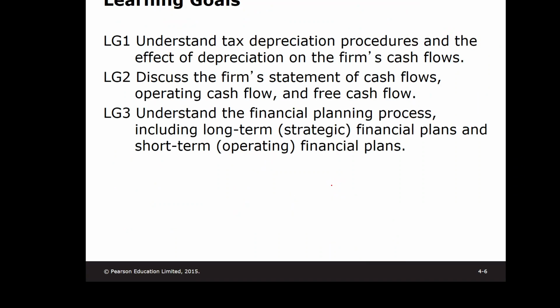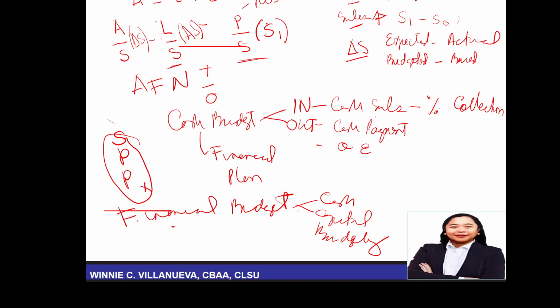Paano yung format? Ang format, pag gagawa ng cash budget, dito na tayo. Beginning balance, add, cash inflow, less, cash outflow. That would be your ending balance.